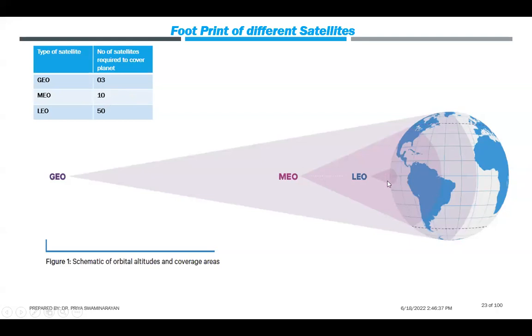And for LEO, this is the footprint for LEO. By using LEO, if you want to cover the entire planet, we should use a total of 50 LEO satellites. Right. So depending on distance, we have to decide how many satellites are required. So for GEO, 3 satellites, for MEO, 10 satellites, and for LEO, 50 satellites are required to cover the entire planet.